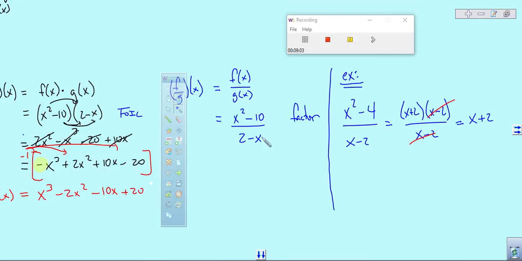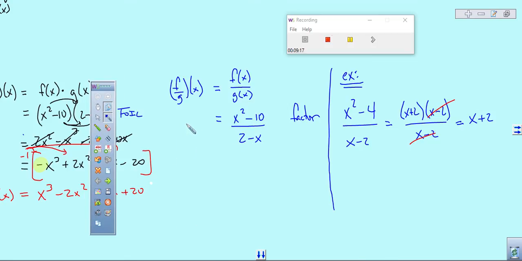In this case, x squared minus 10 doesn't factor like x squared minus 4 because 10 is not a perfect square. So there's nothing on top that will cancel with the bottom, so that's our answer. That literally is your answer. So the answer to this problem, f divided by g of x, is literally just that.